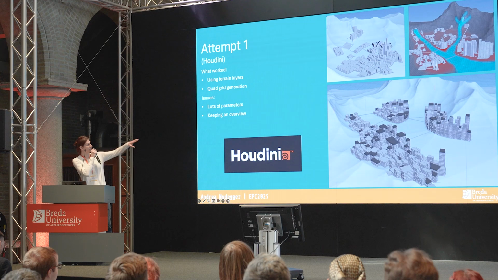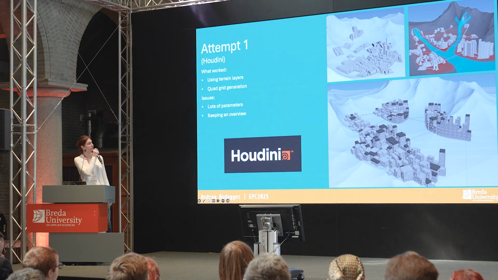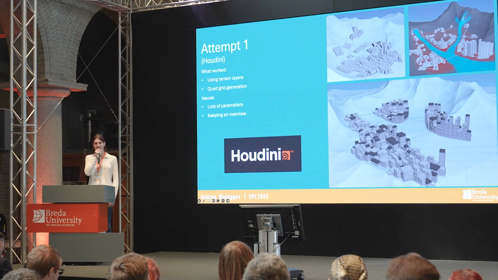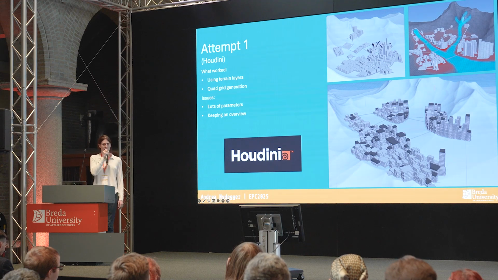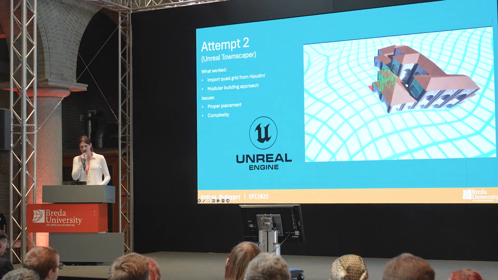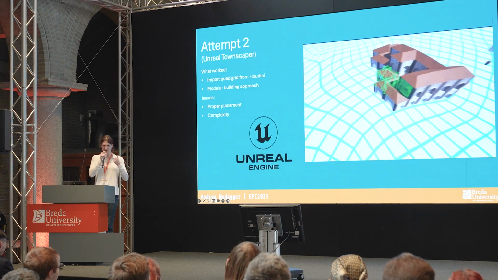And I used the terrain layers and painting masks to get a layout going. But I quickly realized that there's just a ton of parameters. It's complex to work with. And it wasn't the direction I wanted to go into, enabling designers to create their vision, not mine. So I looked at Townscape and was like, oh, cool, let's do this in Unreal.